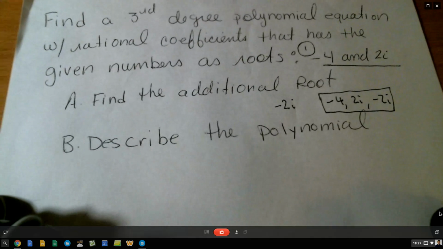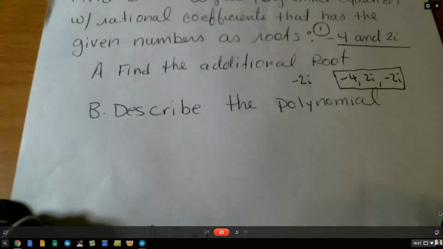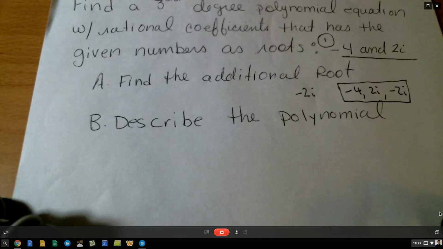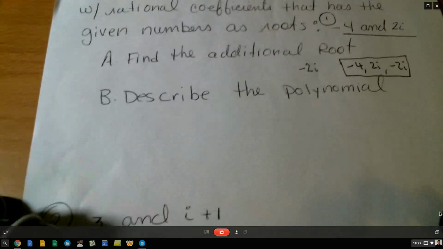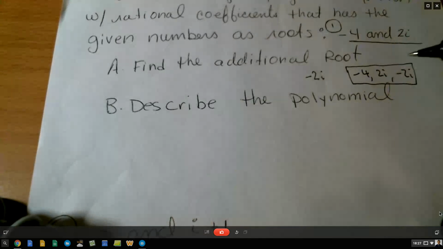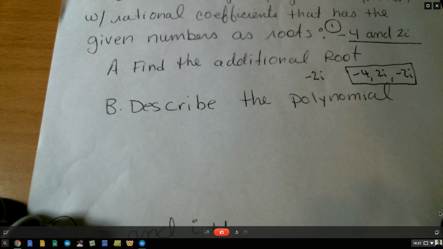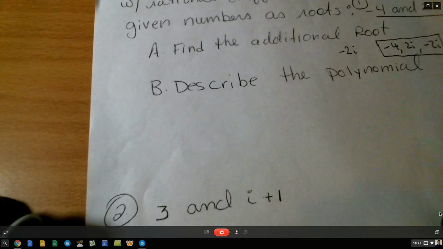And part B, describe the polynomial. What they mean by that is actually give us a polynomial in third degree. Okay, so let's do that. So we have the roots -4, 2i, and -2i. And how do we write the factors for those three roots?